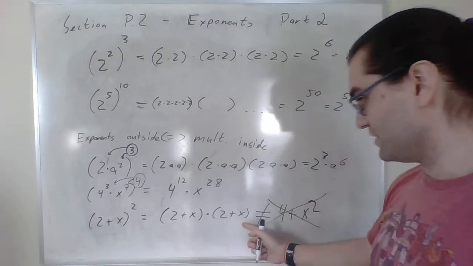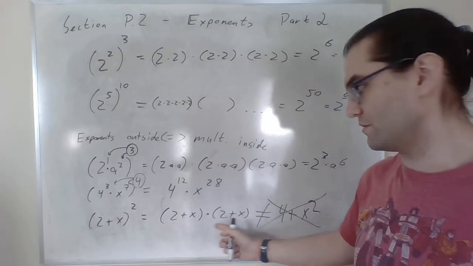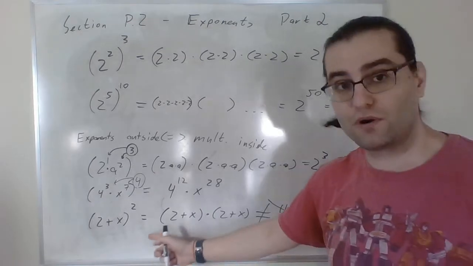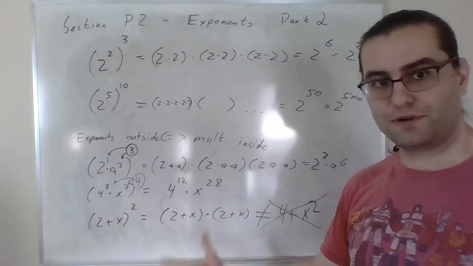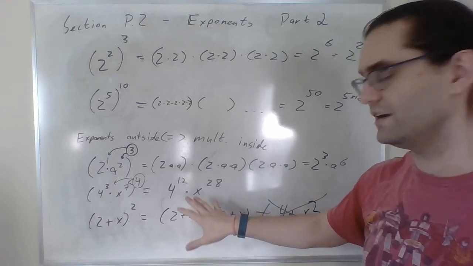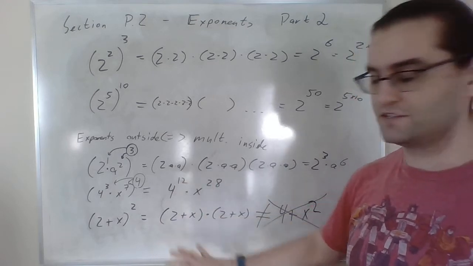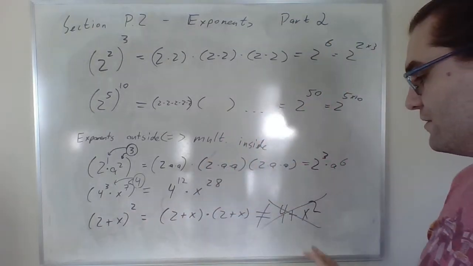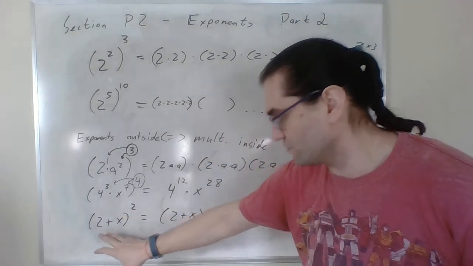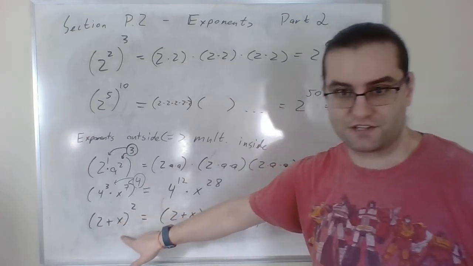There is a way to do this. We're going to talk about it in section P4 when we start dealing with polynomials. The way that you're going to do this is called FOIL. It's barrels of fun. Stay tuned for that. But the big message in this video is don't distribute exponents over addition.